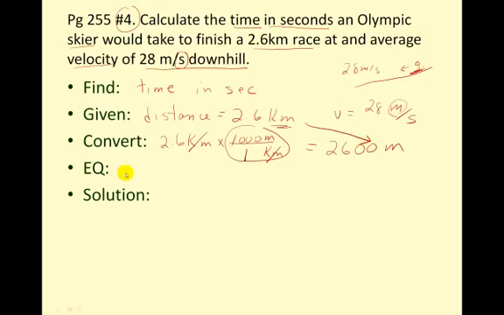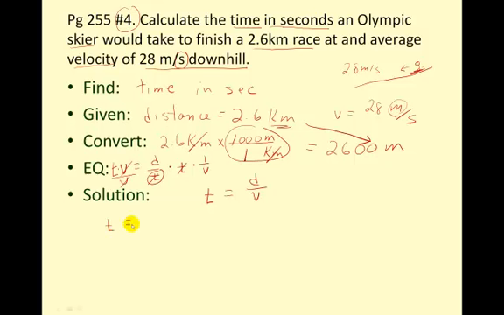Now the equation we're going to use is still pretty much the same. It's velocity is equal to distance divided by time, but that's not what we're looking for. We're looking for time. So what's the first thing we need to do? Multiply both sides by time, cancel the t, and then divide both sides by v, the same as times 1 over v on both sides. Then the v's cancel, and we're left with time is equal to distance divided by velocity, t equals d over v. Now we can go ahead and solve.